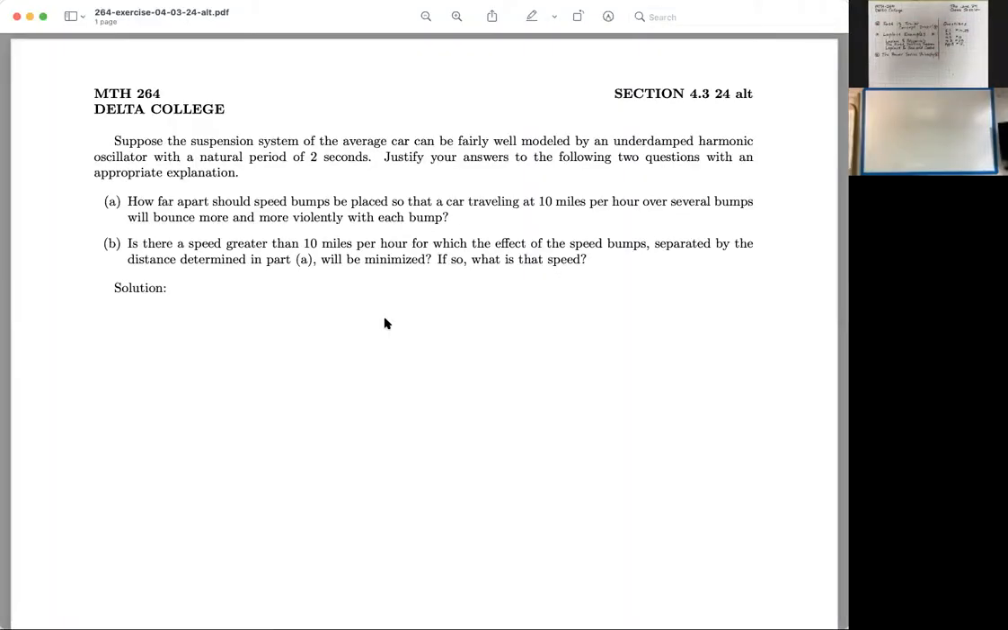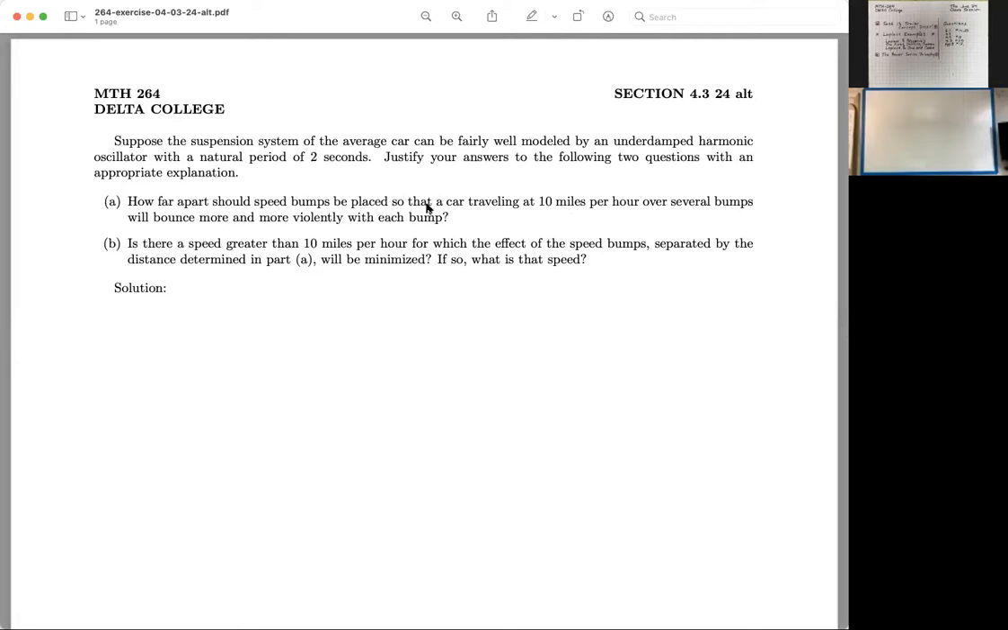Good, got it. So this is a problem from the book. It's number 24. And I altered it by adding the second part. I've already made this comment. So suppose a suspension of an average car can be fairly well modeled by an underdamped oscillator with a natural period of 2 seconds. Can you answer these questions?